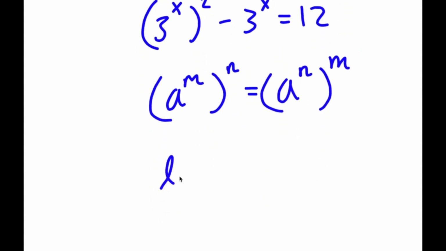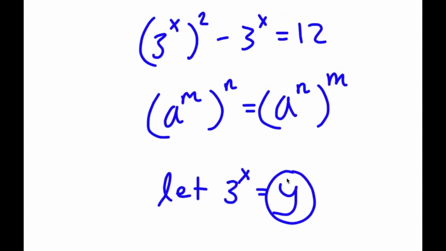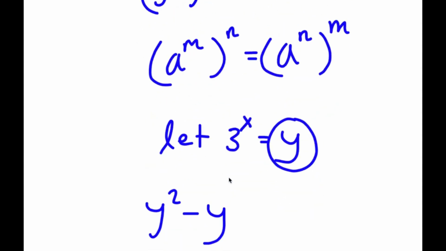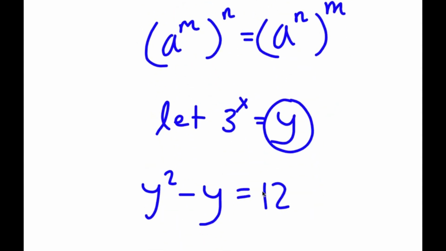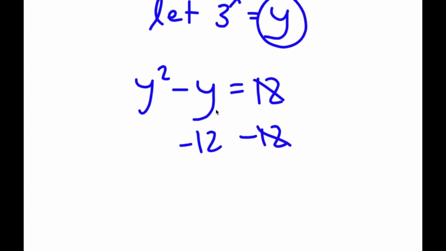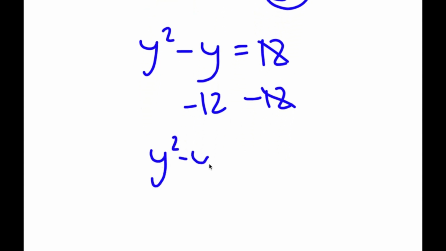So now I'm going to let 3 to the power of x equal to the variable y. So now if I substitute in y for 3 to the power of x, I get y squared minus y is equal to 12. Now I'm going to subtract 12 on both sides, so these two cancel out, and I get y squared minus y minus 12 is equal to 0.